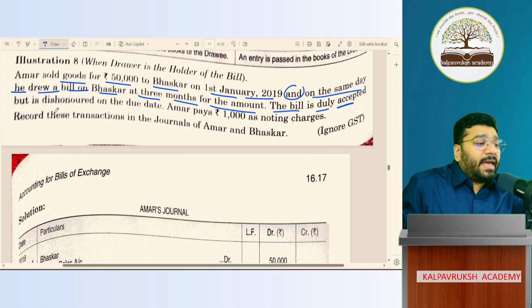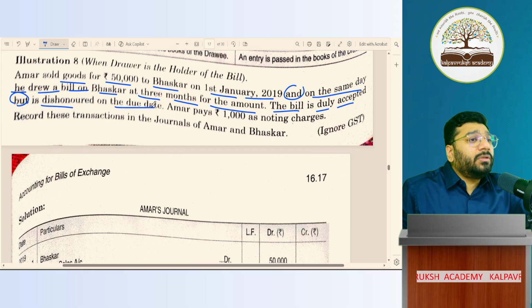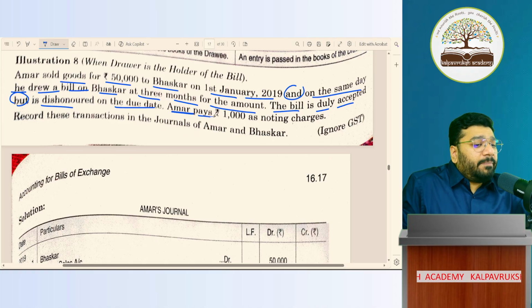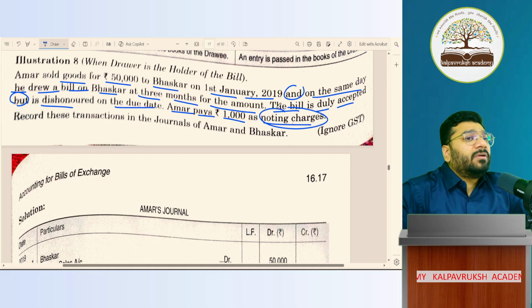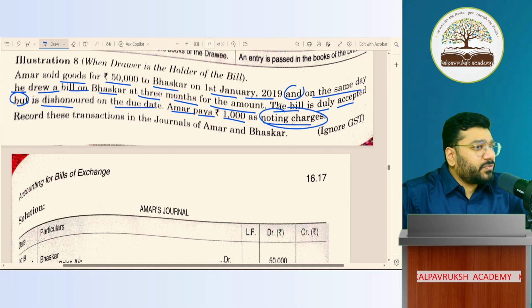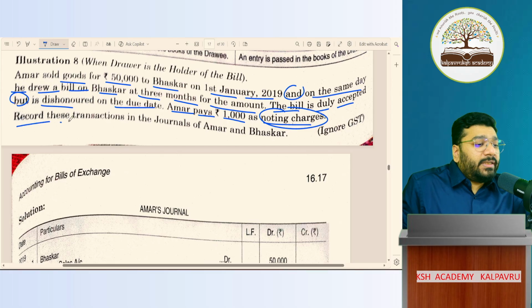The bill was duly accepted, but is dishonored on the due date. Amar pays 1,000 as noting charges. Now, this noting charges is something new for all of you. So I will have to explain it, but when I do the question, at that time I'll teach. Record this transaction in the journal of Amar and Bhaskar both.